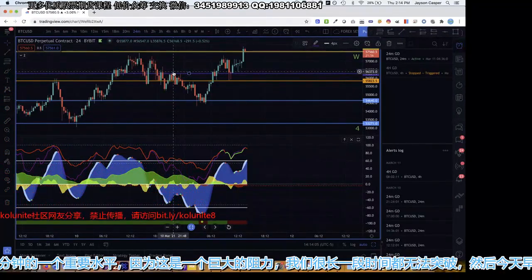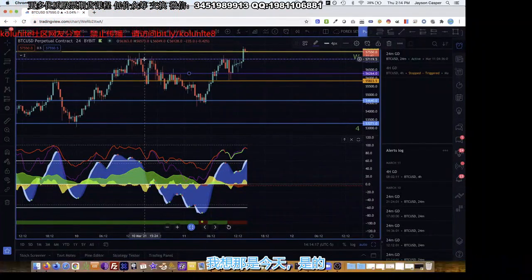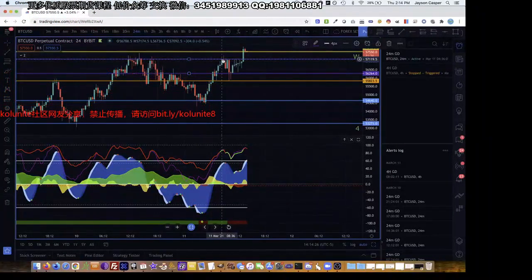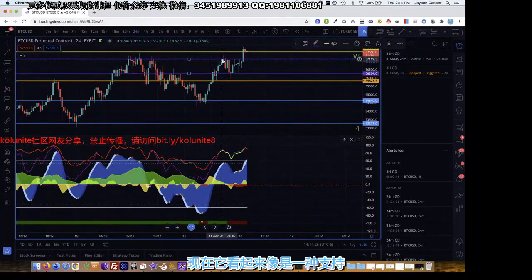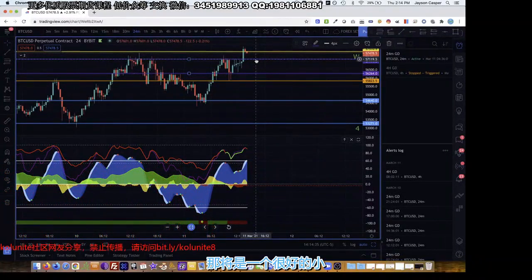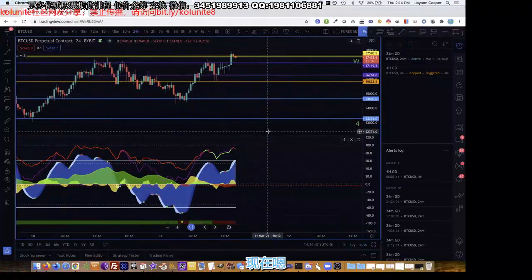I would consider this also a significant level on the 24-minute right here, because this was a huge resistance that we couldn't break through for a long time, and then it was resistance again earlier today. I think that was today, yep. Earlier this morning, that was resistance again, before that little dump we had. And now it looks like it might be acting as a support. Let's see what happens when this red candlestick comes down, if we're going to test this support right here. That would be a nice little live demonstration.